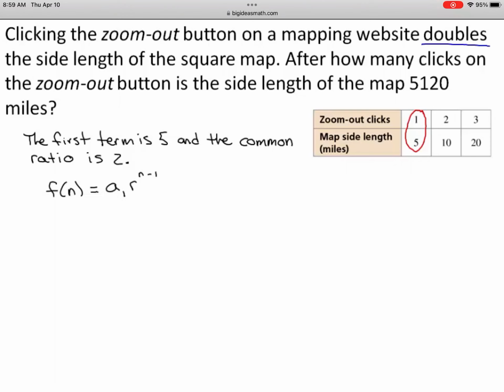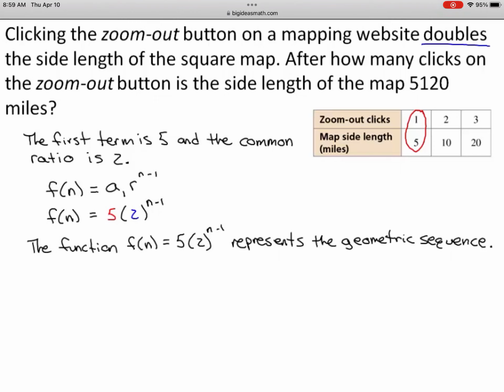First write the function for a geometric sequence. f of n equals a sub 1 times r to the n minus 1 power. Then substitute 5 for a sub 1 and 2 for r to get f of n equals 5 times 2 to the n minus 1 power. So the function f of n equals 5 times 2 to the n minus 1 power represents the geometric sequence. Next, find the value of n for which f of n equals 5,120.